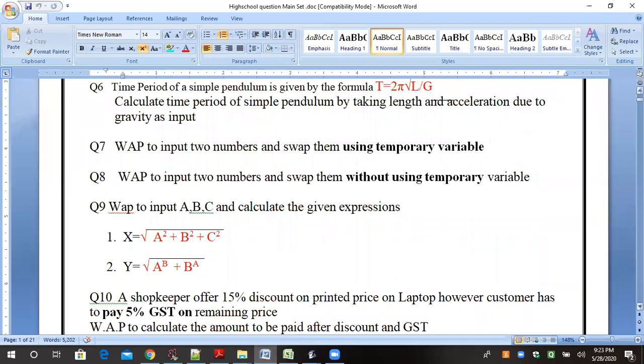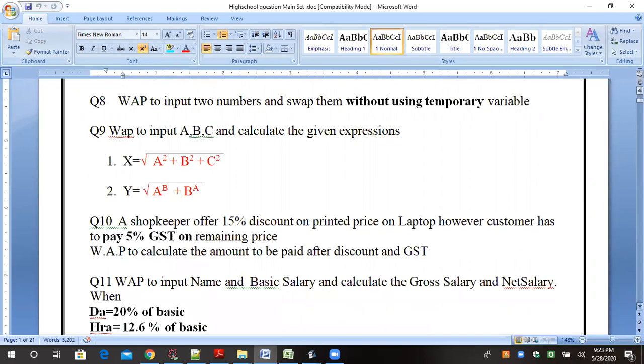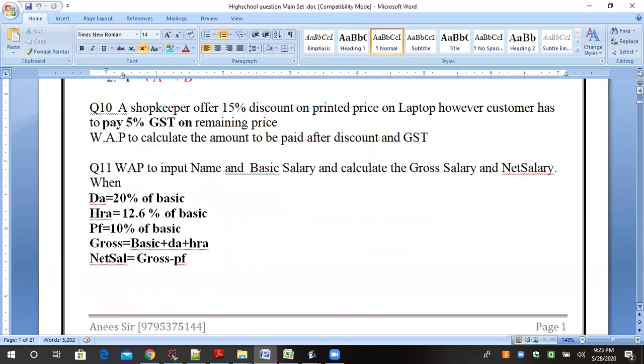Now, there are a few questions remaining in this set, and you should try these questions. In the next class, after discussing these questions, I will definitely start the new topic, that is if else, control statements.